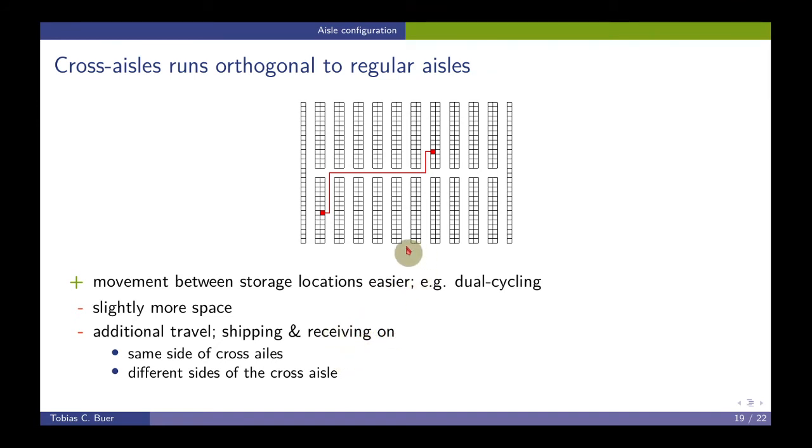And if your shipping and receiving doors are on the same side of the warehouse, then for the lower part of the storage locations, they remain unchanged, but for all the upper parts, the upper level, the travel distance is slightly increased because you have to cross the cross aisle.